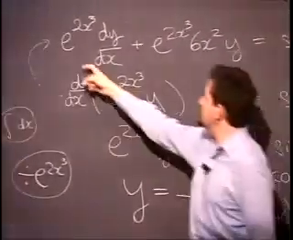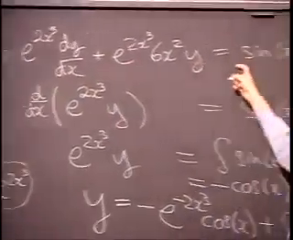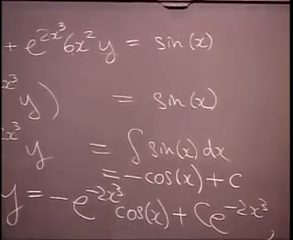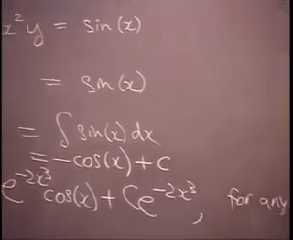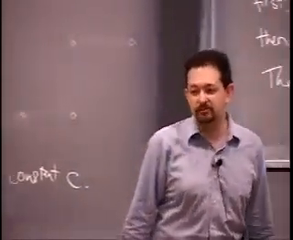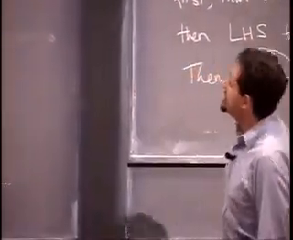E to the 2x cubed, e to the 2x cubed, coincidentally canceled out the e to the minus 2x cubed, which was nice, because otherwise we would have had a nasty integral on the right instead of sine x. But that is how I solved that problem. Now, any questions about that?